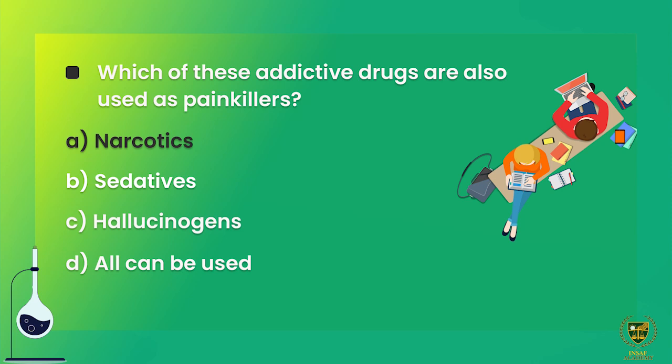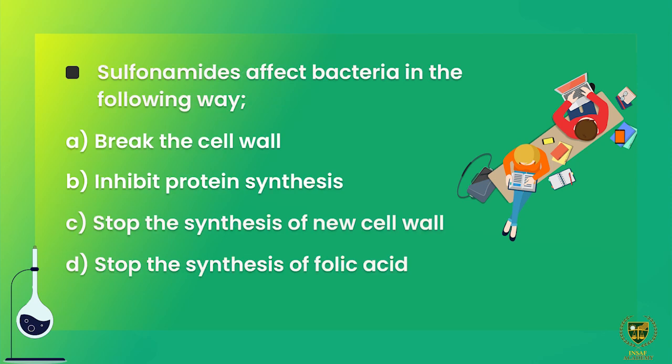Here we have another question. Sulfonamides affect bacteria in the following way. So sulfonamides are a type of antibiotics. So how do they affect bacteria? Option alpha is break their cell wall. No, dear students, that is not the correct option.